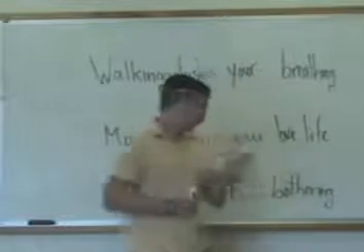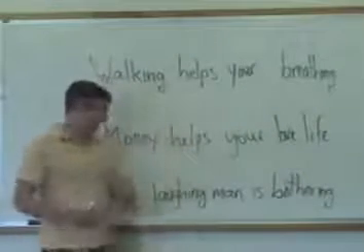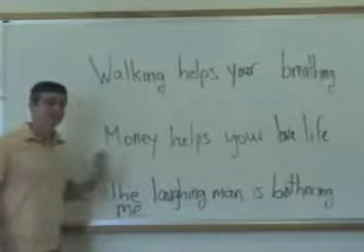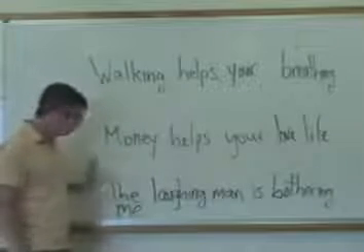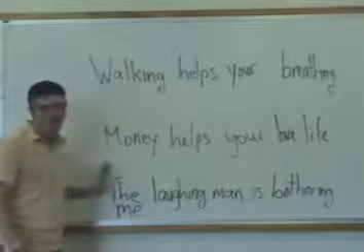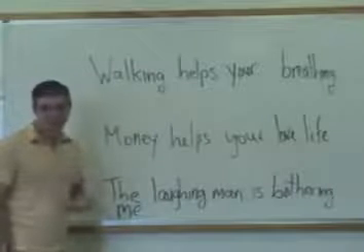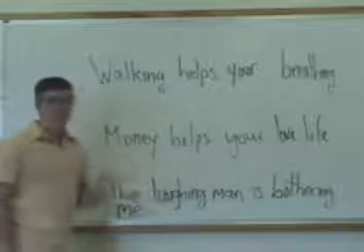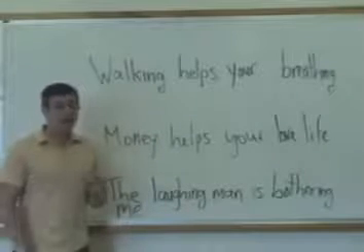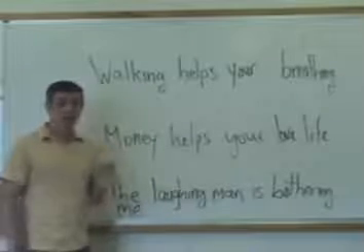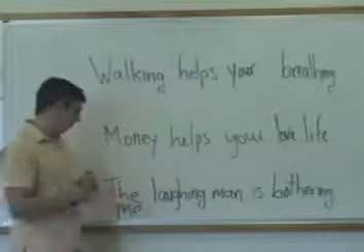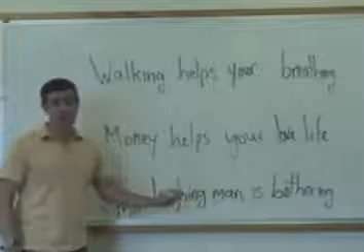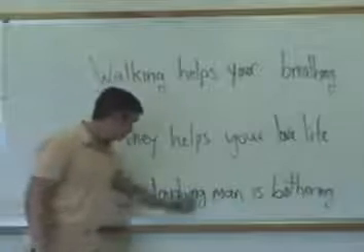Now, the present participle, just for review, I've written a sentence here that contains two present participles. The laughing man is bothering me. The present participle, the ing form of the verb, can function either as an adjective or as a verb. So, for example, the laughing man. Which man? The laughing one.